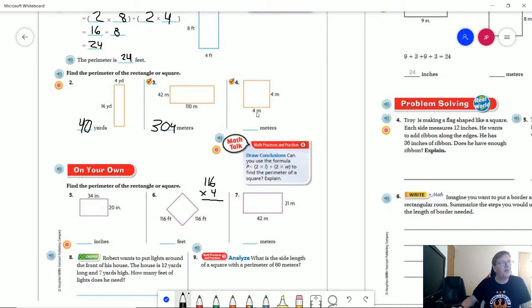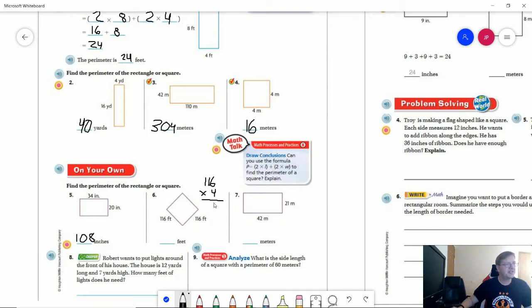This one I can do 4 times 4. So I can take the length of this side and multiply by 4. That would give me 16. For number 5, again, I'm going to go ahead and add these 2 numbers together. So 54 times 2 would give me 108.